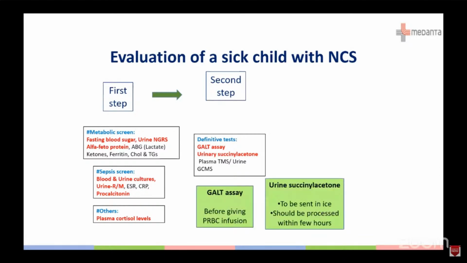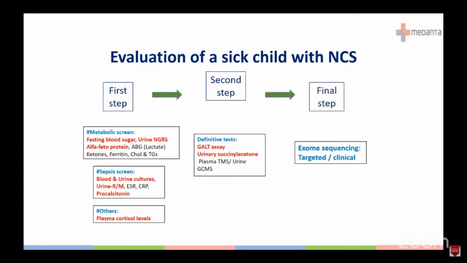The GALT assay we should perform before giving the PRBC transfusion, and we need to send the urine for urinary succinylacetone in ice, and it should be processed within a very few hours. And the final step for the diagnostic evaluation of a sick child with neonatal cholestasis is whole exome sequencing.